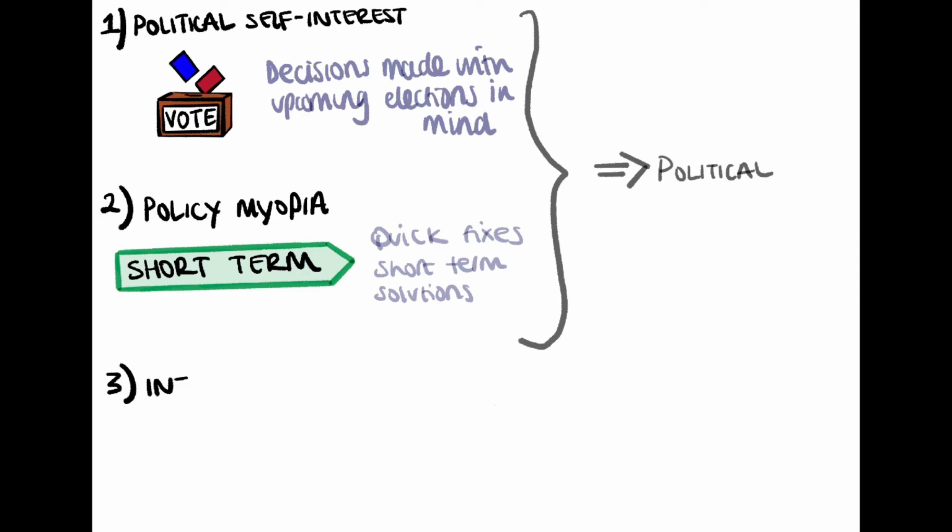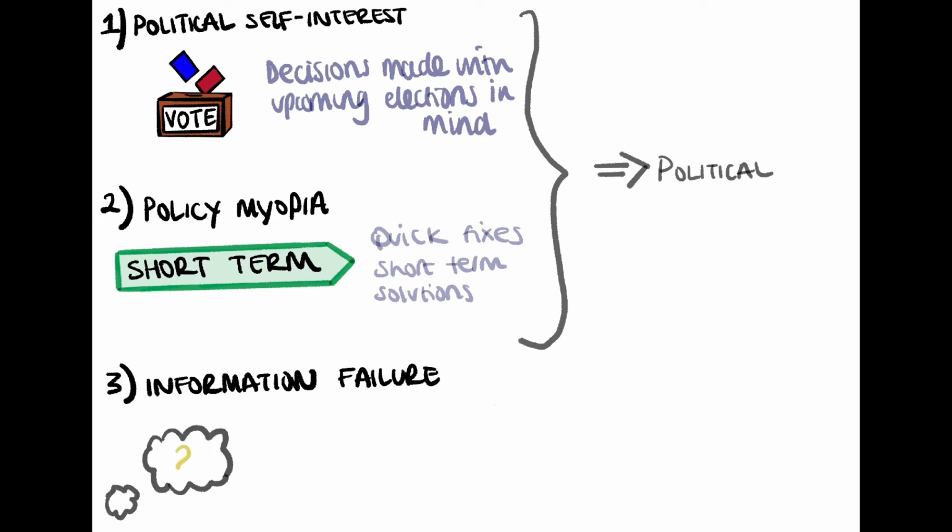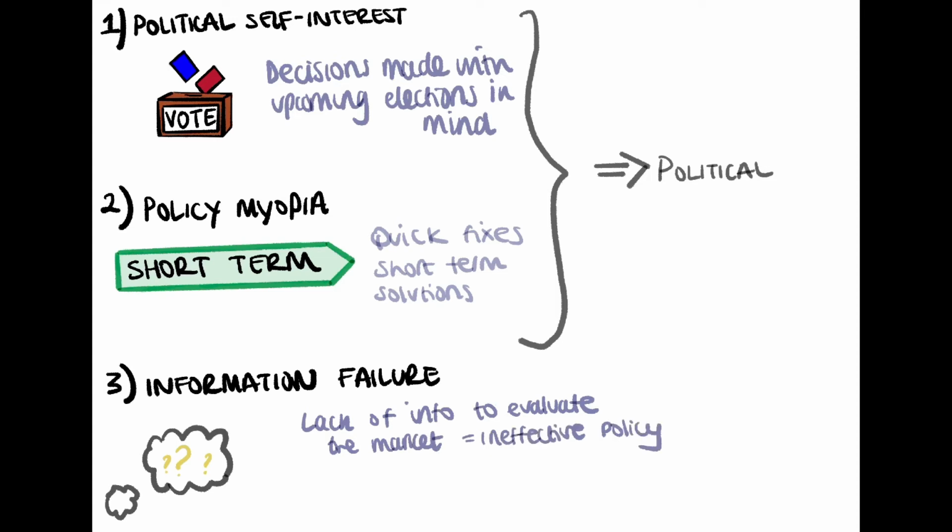Information failure is also a key point because it's impossible for any government to have full information on market conditions. For example, when coming up with a value for the negative externality, if they are not able to reach this figure as accurately as possible, then the policy that they have put in place to address the externality may not be the most effective.